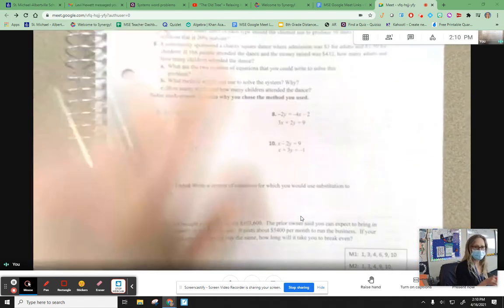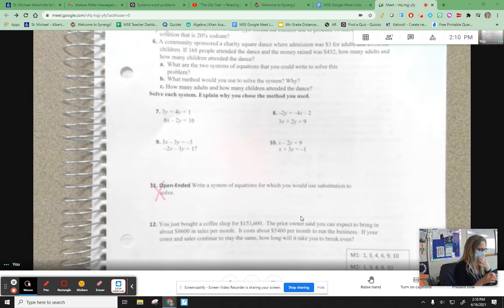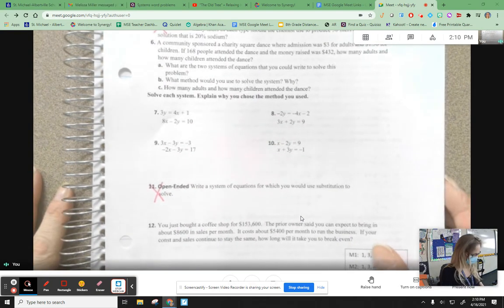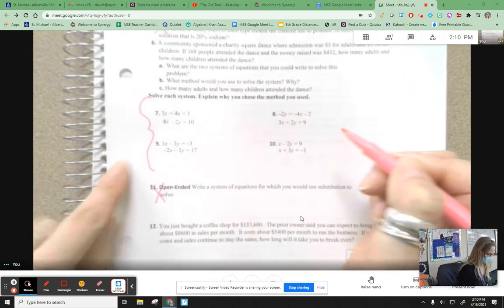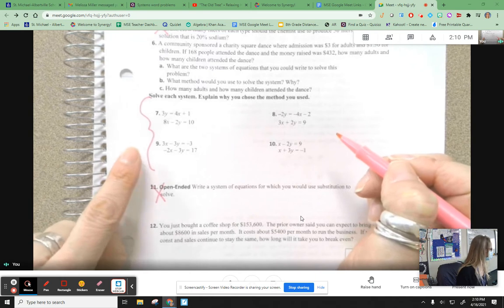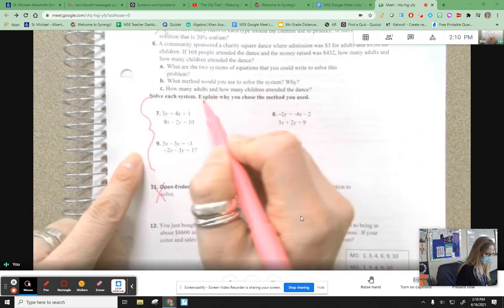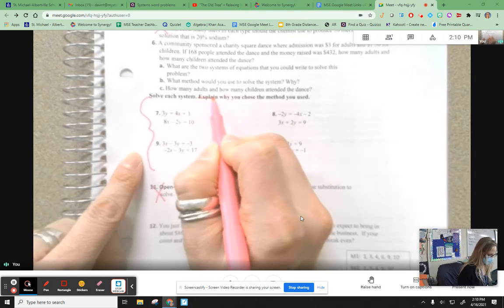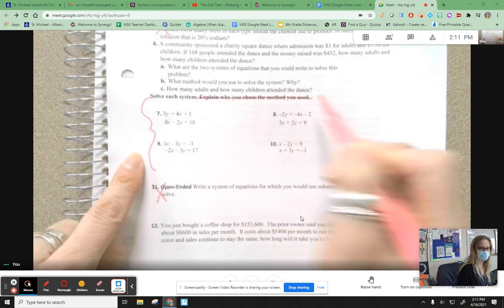And then I'm crossing off number 11. I just feel like it's a little bit more complicated and not maybe necessary for us. These are the ones we started yesterday. We started those ones yesterday, so you have those on a separate sheet already. We also don't need to explain, so you can cross off where it says explain the method you used.